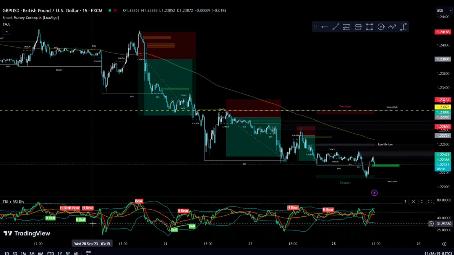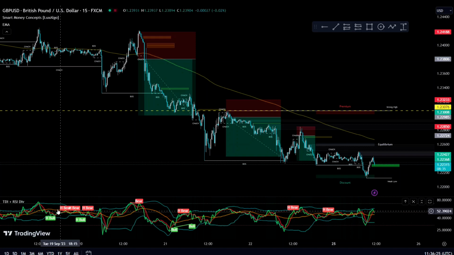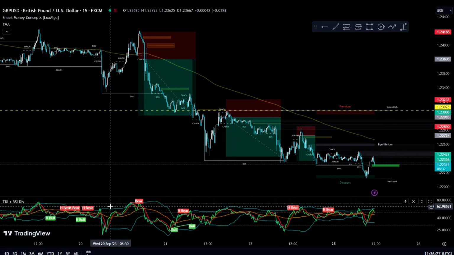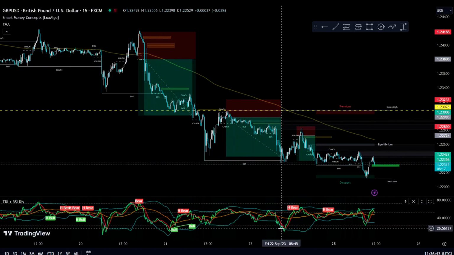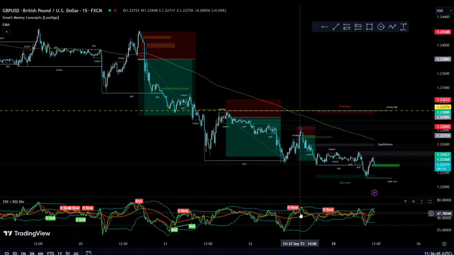At the bottom of the chart, I have a TDI plus RSI divergence indicator. This particular indicator is what I use to take my buy and sell signals. For example, as you can see, whenever the signal line, the green and red line, is above the channel, this Bollinger band channel, I'll be looking to buy.